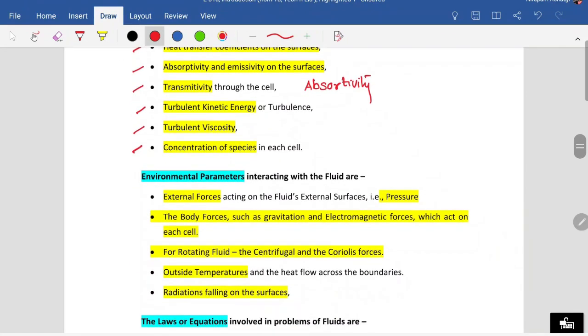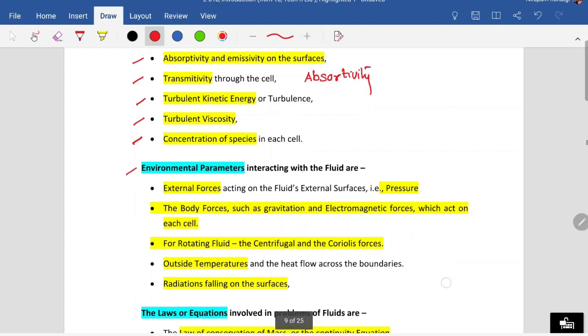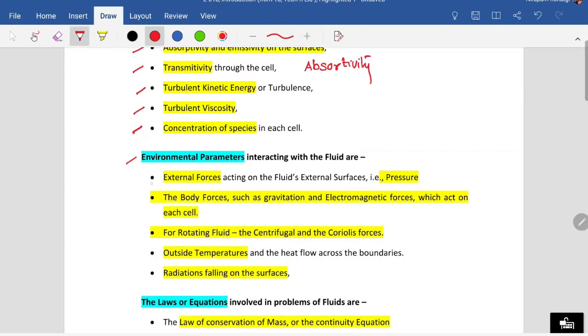Then we have to talk about environmental parameters. What are those? There are external forces such as pressure. Pressure is there between cells also. There can be a pressure gradient throughout the domain. Each cell would apply force on the adjacent cell because of pressure difference.